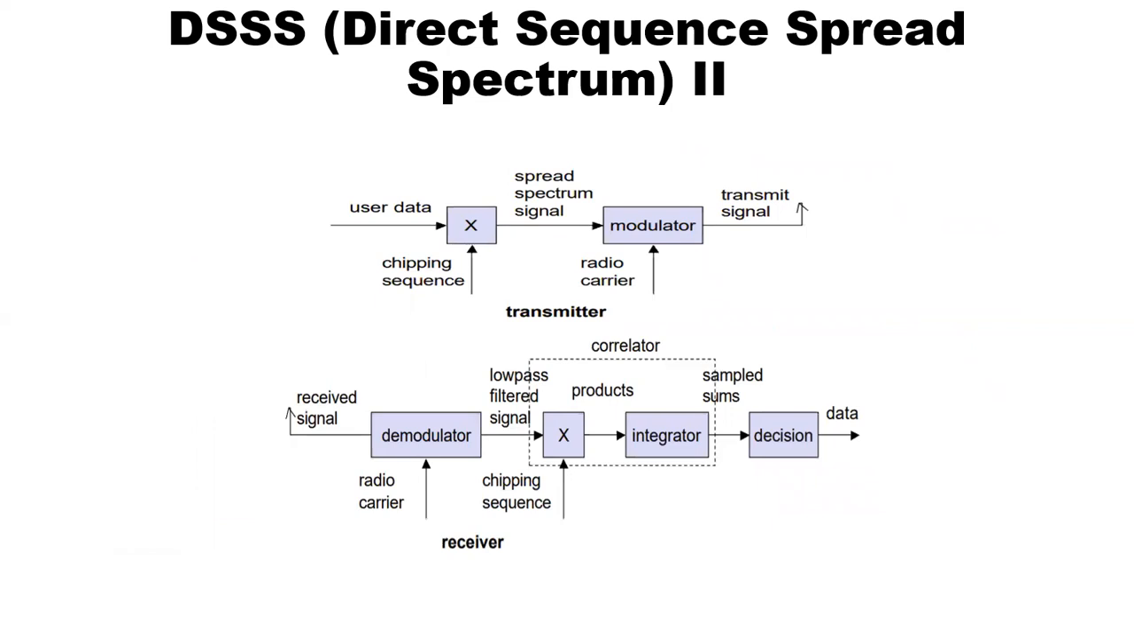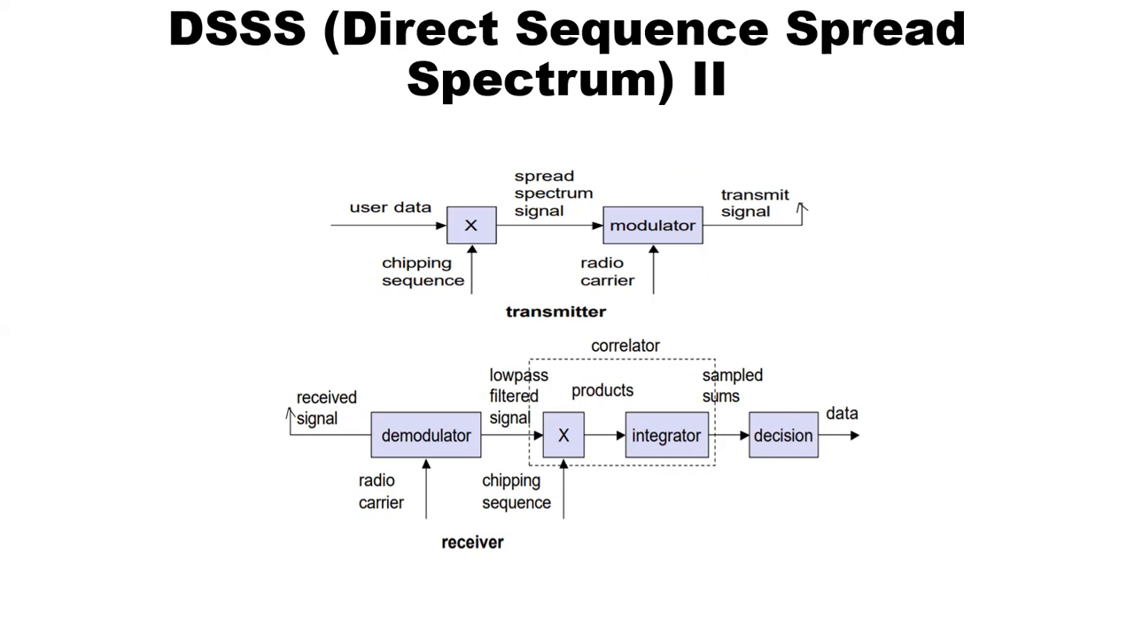This is the block diagram for the direct sequence spread spectrum. First, on the transmitter side, the user data is going to be XORed with the chipping sequence. Now, this XORed data is the spread spectrum signal, which is going to be sent to the receiver. Since this is digital data, we convert it into an analog signal by using the modulator, where we give a radio carrier, and this signal is transmitted to the receiver.